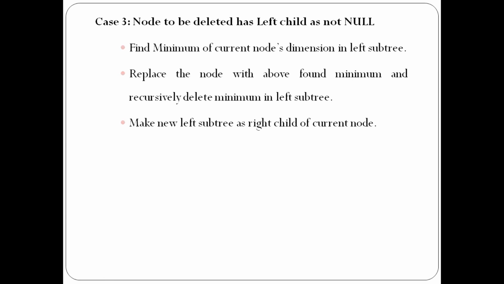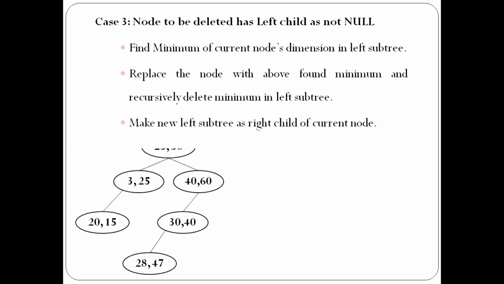The third case is when the node to be deleted has a left child that is not null. In that case, find the minimum of the current node's dimension in the left subtree. In case 2, we find the minimum in the right subtree. In case 3, we have to find the minimum of the left subtree. Then replace the node with the minimum found above and recursively delete the minimum in the left subtree, and importantly, make the left subtree the right child of the current node. I am explaining this with an example.